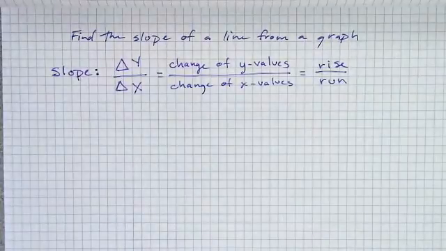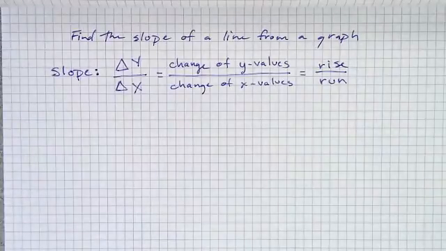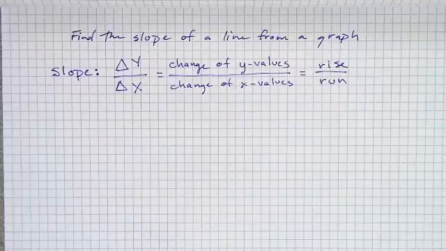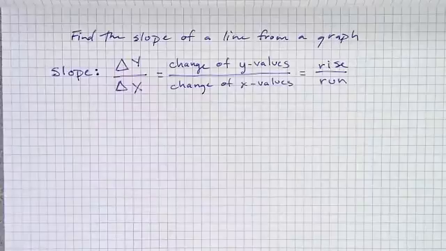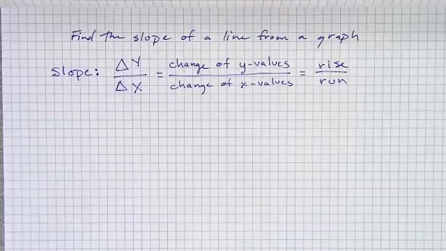Okay, so you'll see slope defined a couple different ways, or at least written a couple different ways. The first one being this symbol, it's a triangle, but it's referred to as delta. So delta y over delta x, which just means change. So the change in your y values over the change of your x values. Also written as rise over run. It's a popular way to write it as well.